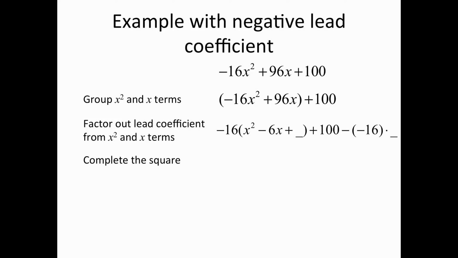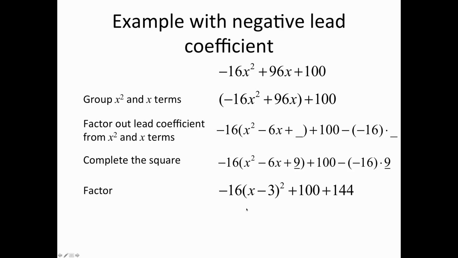Next, we complete the square. Dividing negative 6 by 2, that's negative 3. Squared is 9. So 9 is what goes into the two empty spaces. We now factor and simplify. So over here, x squared minus 6x plus 9 factors to x minus 3 squared times negative 16 plus 100. And then on the right, this minus negative 16 times 9 simplifies to plus 144. And then we simplify to negative 16 times x minus 3 squared plus 244.